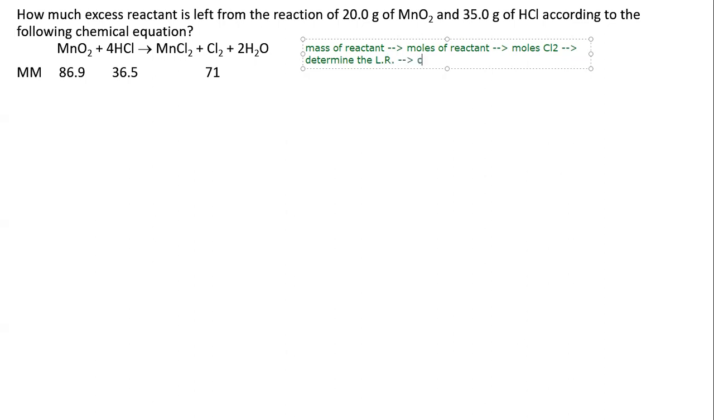And then calculate or get the mass of excess reactant that was used, and then excess reactant left over. That's the steps we're going to take in order to determine the excess reactant. So the first three steps, the same steps we've done in the past in the previous problems. So let me throw up some train tracks.